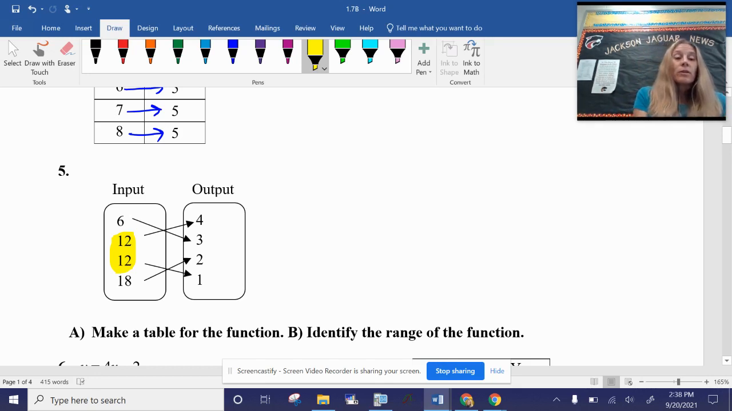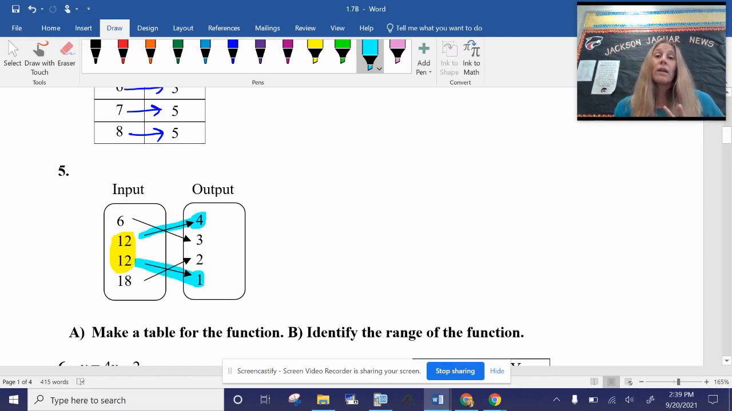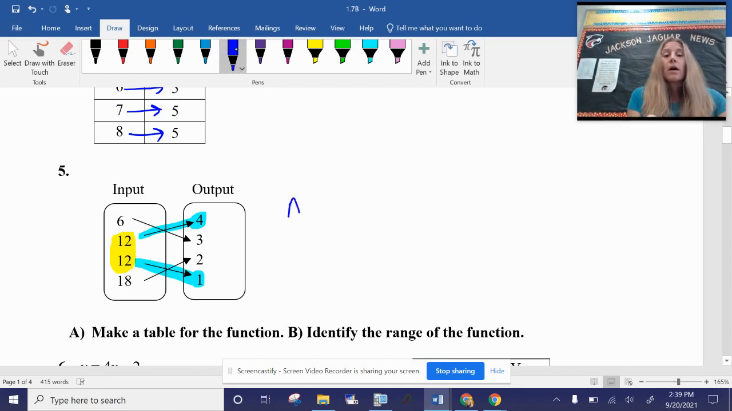So in this situation here, we have the 6, which gives you a 3, and the 18, which gives you 2, but we really don't care about those because we don't have a second 6 or 18 to even compare it to. But we do have the two 12s. Now the first 12 outputs a 4, and the other 12 outputs a 1. So because there's 2 different answers happening here, 2 different outputs for the same input, this is not a function.